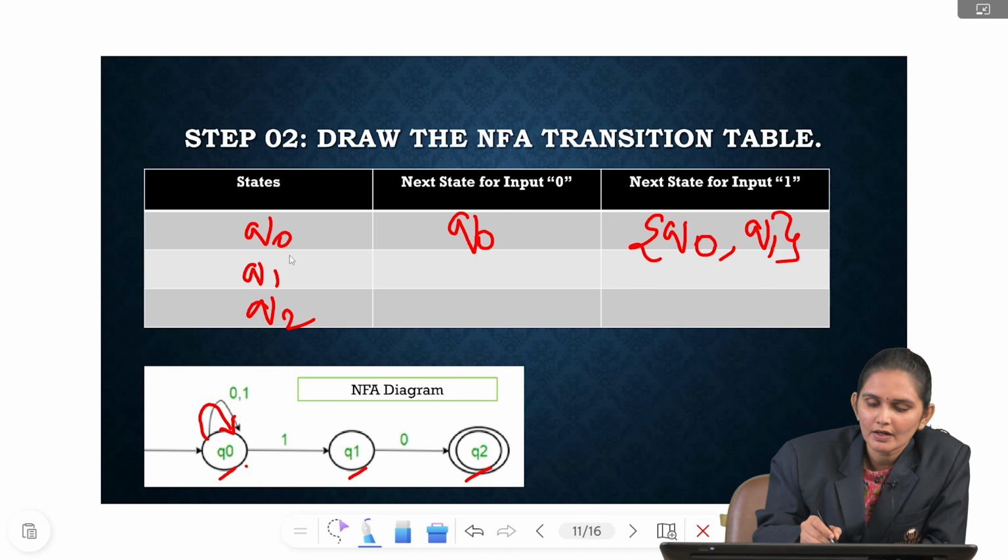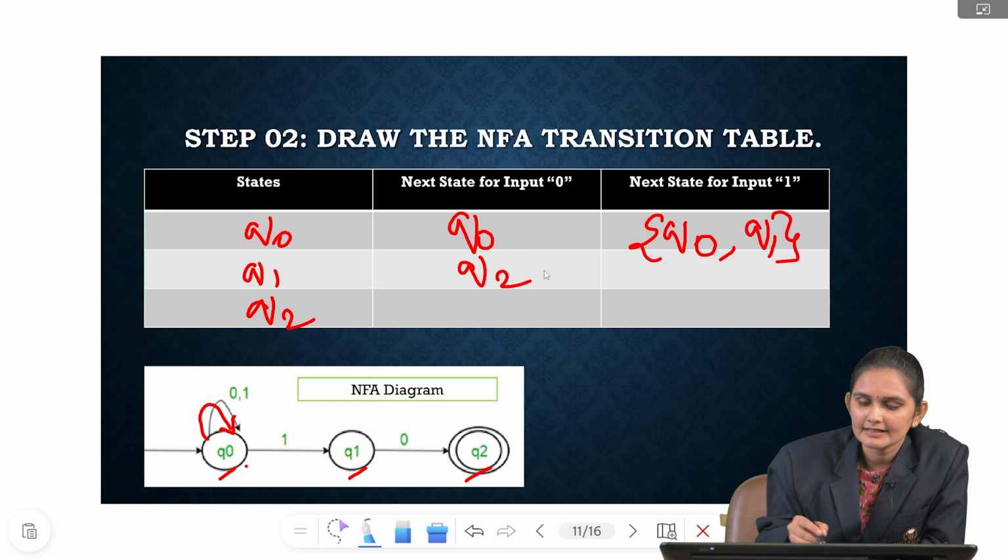Next, Q1 is going to Q2 on 0. So we'll write Q2. And then Q1 is not going anywhere with the input 1. So no. Q2 also is not going anywhere with any of the symbols. So we'll keep it blank.